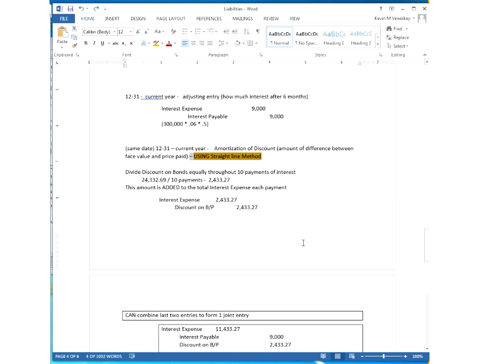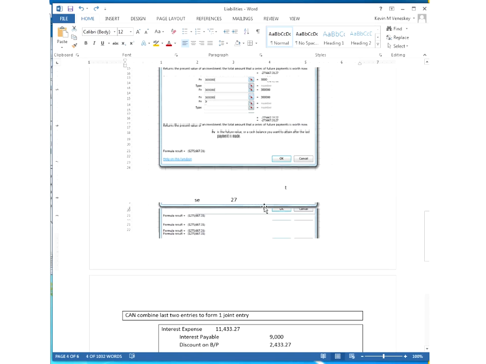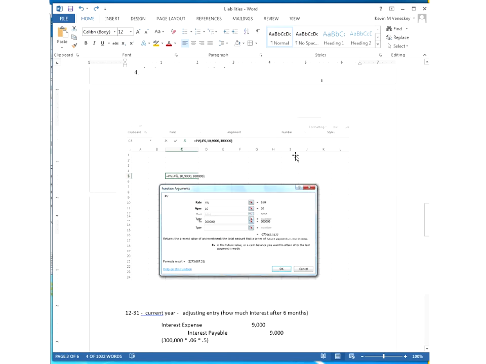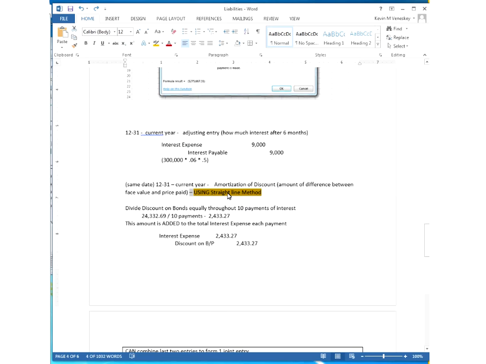Now the homework will ask you with two different examples. One of them will say use the straight line method to amortize your discount. Remember, the discount is this $24,000. How are we going to get rid of this? And there's 2 different ways. The first way that I'll show you is the straight line method. Straight line says take whatever that discount is and divide it by how many interest payments you had. It's pretty simple. So $24,000, this would be like depreciating a piece of equipment. I'm going to do it evenly, and that's what it comes out to be.